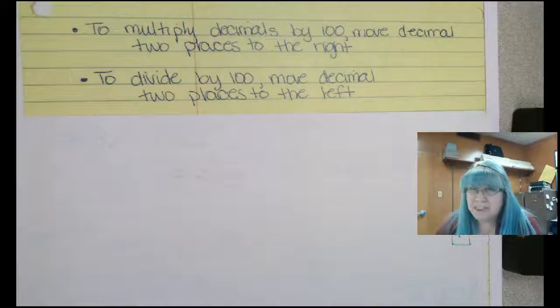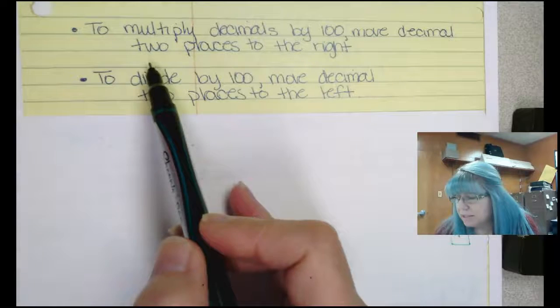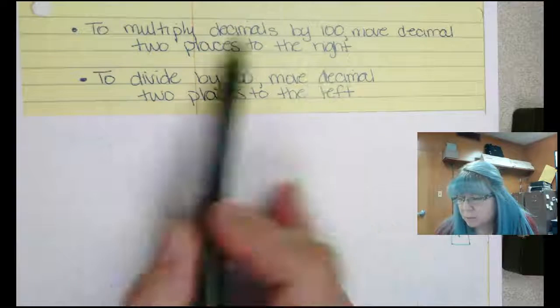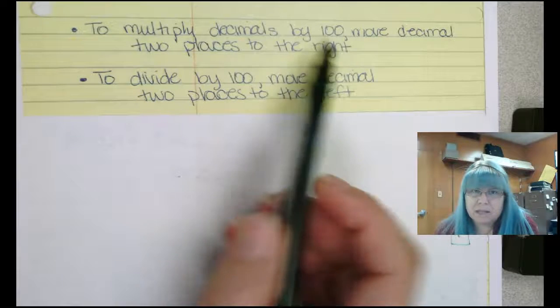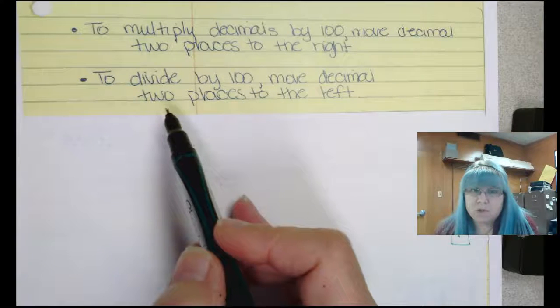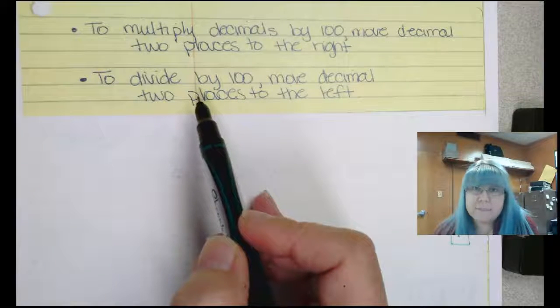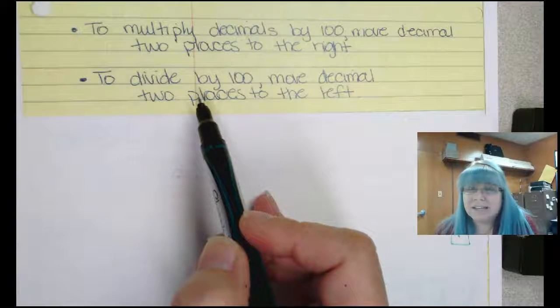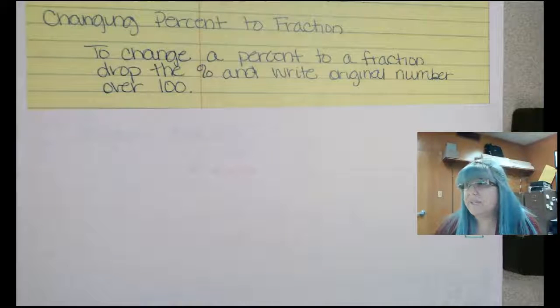So here's mathematically what we're really doing. When we move the decimal to the right 2 places, we're really multiplying the decimals by 100. Okay? And when we move the decimals 2 places to the left, we're really dividing by 100. So there is some math involved, but we can kind of take the shortcut route. Okay, so we have changed the decimal to a percent to decimal.